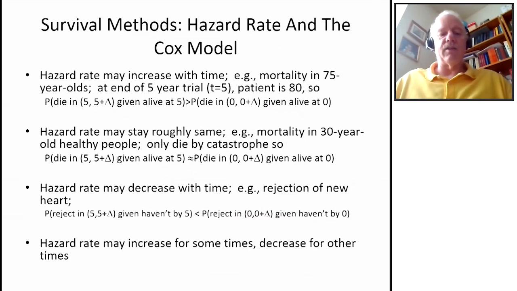In another example, you might see a decreasing hazard rate. So for example, if you're looking at rejection of a new heart, the highest probability of rejecting a new heart is right after you get the transplant.